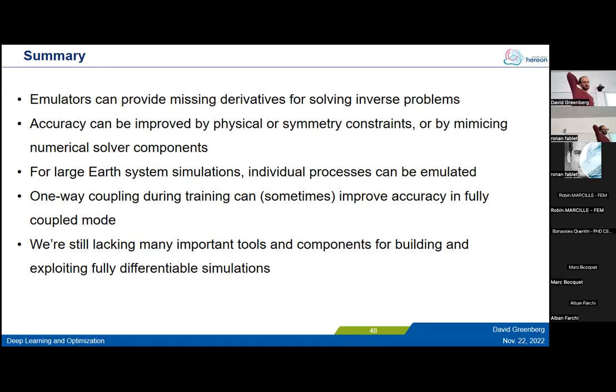It seems in our hands and others that one-way coupling during training can really improve accuracy, but when and why is not fully understood. And both in terms of, I think, mathematical tools, as well as the technical side of kind of software and components and workflows, we're just beginning to develop what we need to kind of build these simulations and emulations to be differentiable and kind of make the most use out of that capability. So thanks.